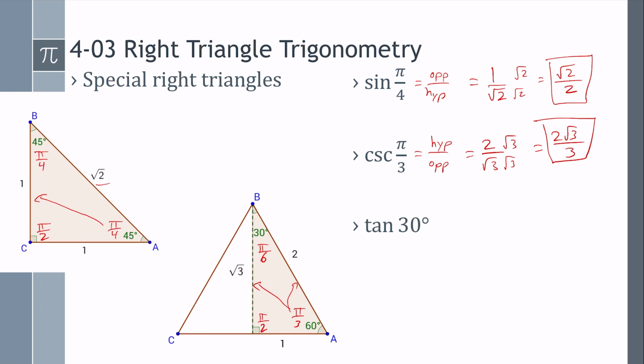And then tangent of 30 degrees. Tangent is the opposite over the adjacent. So from the 30 degrees, the opposite is 1, and the adjacent is square root of 3. Have to rationalize that. Can't have a square root in the bottom. So it's square root of 3 over 3.